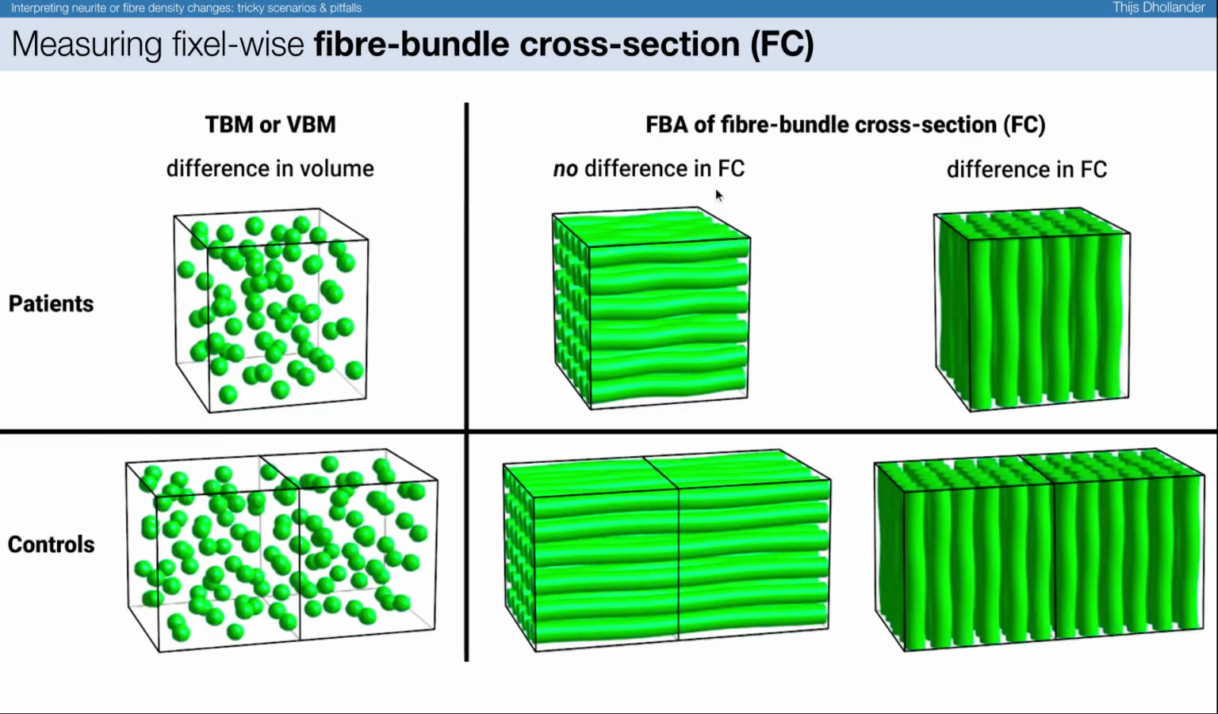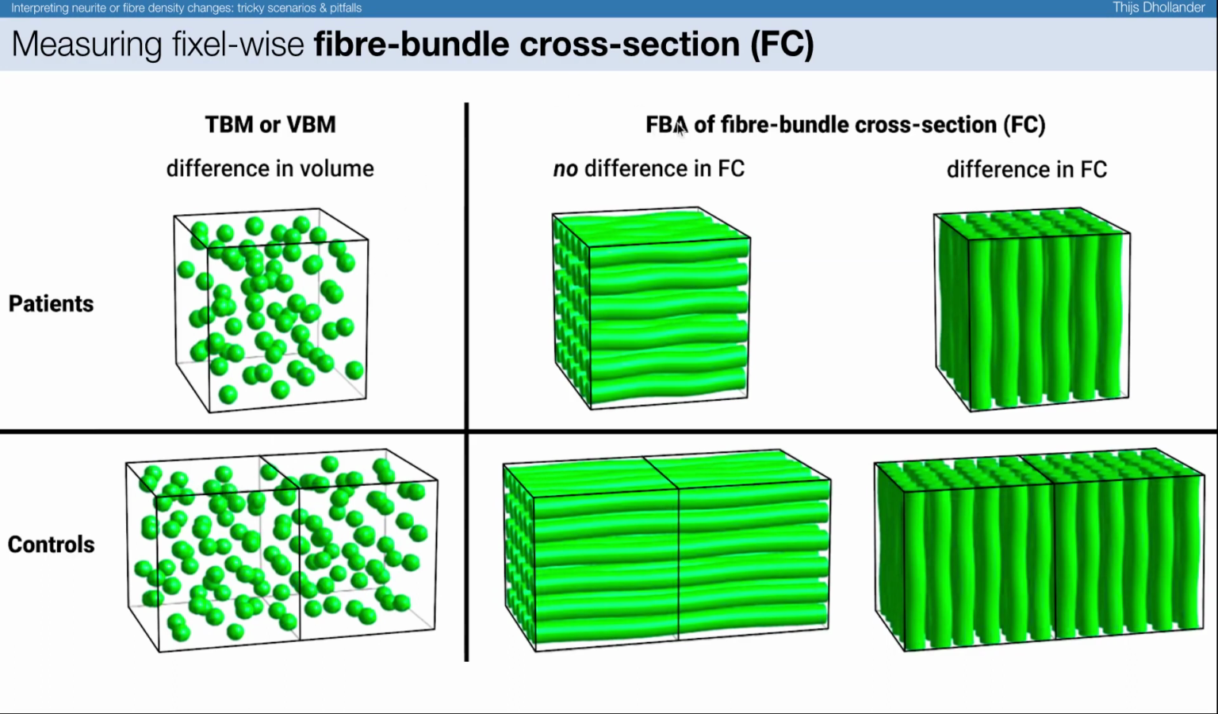So fiber cross-section is a little bit similar to what you would do in tensor-based morphometry or voxel-based morphometry, which you probably already know. Because there we also measure differences in volume, typically of gray matter, but it could be any other tissue in the brain. So for instance, in patients, you might have this example volume of 1 voxel of gray matter, whereas in the controls you might have 2 voxels of volume. So somehow in the patient, the volume is smaller than the controls, which is something that we would report.